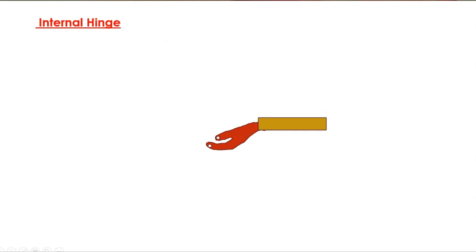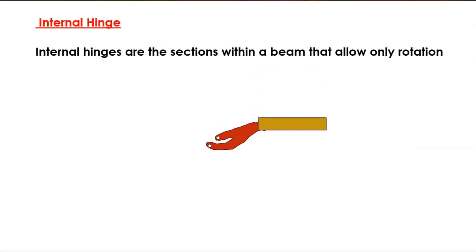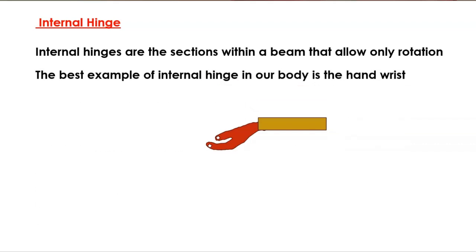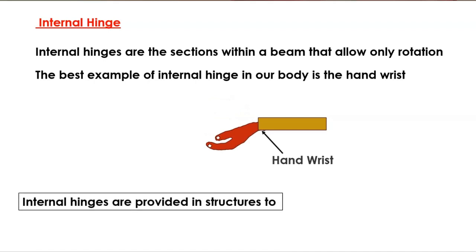Now what is an internal hinge? Internal hinges are the sections within a beam that allow only rotation. The best example of internal hinge in our body is the hand wrist. So you can see that the hand is rotating about the wrist.